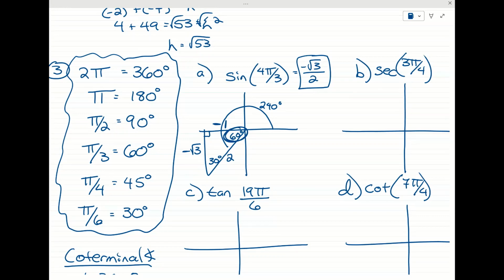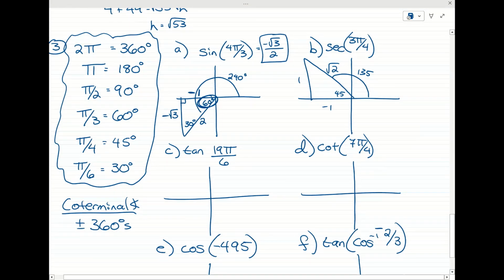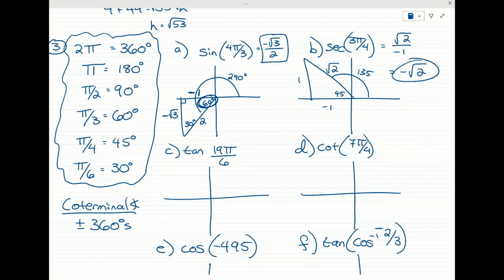Take a look at letter B. What's pi over 4? 45 times 3. Well, 45 times 2 is 90. 90 plus 45 is 135. So 135 puts us over here with a reference angle of 45 degrees. So we have 1 and √2. Anytime we go left or down, it's negative. And I remember secant is kind of like cosine. Cosine is adjacent over hypotenuse. So secant would be hypotenuse over adjacent.